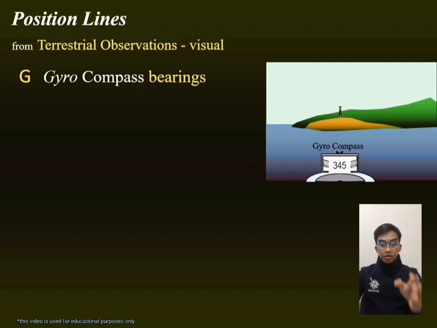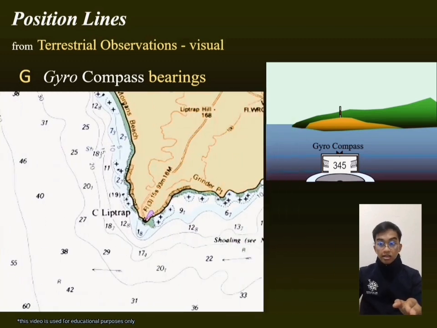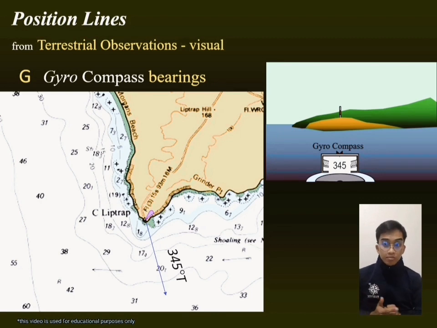In this case, for example, you can see that the bearing of the lighthouse is obtained using the gyro compass. Let's assume that the gyro error is 0 in this case, so the gyro north will coincide with true north, and thus the bearing obtained of the lighthouse becomes the true bearing. Here you can see the bearing is 345 degrees. As the bearing is 345 degrees, we know that we are somewhere along the line of the bearing, looking towards the lighthouse. So to plot the position line on the chart, we lay off a line of bearing.